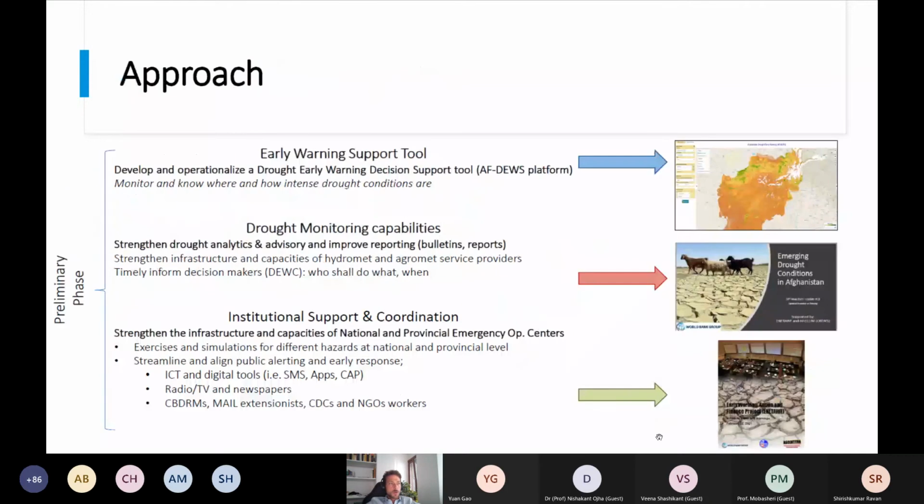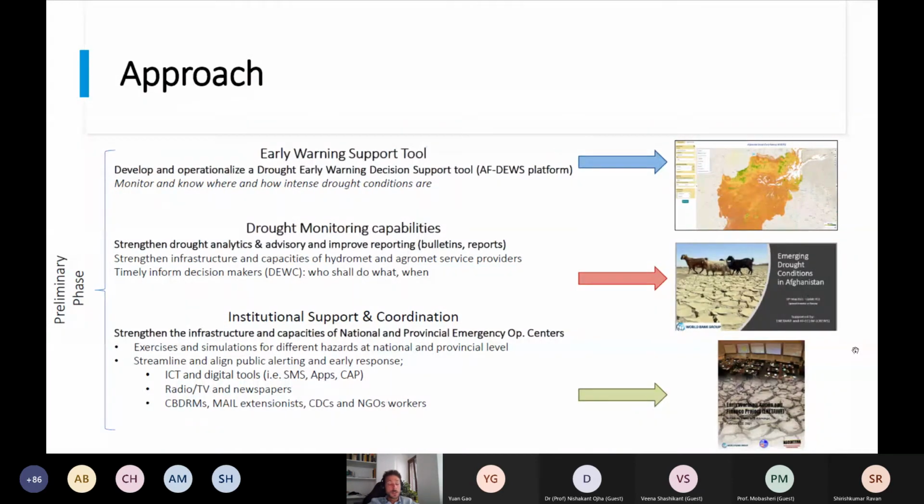So, as I was mentioning before, the project is quite comprehensive in terms of activities. This presentation, given we're talking about space technology, will focus on the early warning part, and in particular on the approach used to develop the early warning tool. This is just one part of, let's say, the set of activities that we are planning to implement to strengthen the early warning capacities of the government.